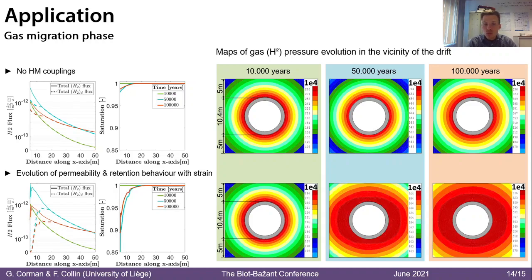And if an evolution of the retention behavior with strains is additionally considered, then a distinct gas phase emerges for the largest amount of hydrogen, leading to a rapid desaturation of the damage zone. It follows that hydrogen propagates easier and faster across the whole damage zone, which is more in line with in situ observations.